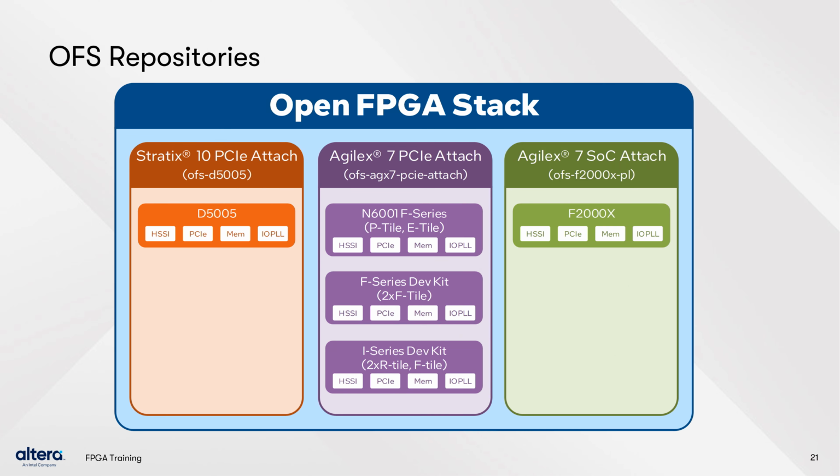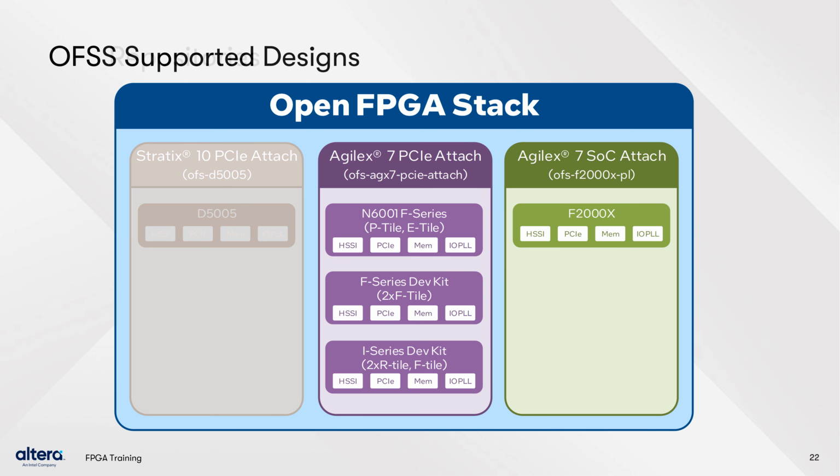Now we will look at what you can do with OFS settings files in practice. The current OFS offering includes the Stratix 10 PCIe attach, the Agilex 7 PCIe attach, and the Agilex 7 SoC attach designs. Each of these designs has an individual GitHub repository. You can find detailed information on each of these designs in the OFS documentation, a link to which is provided at the end of this presentation, along with a link to the OFS source repositories.